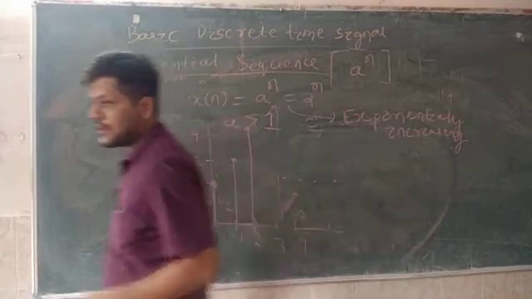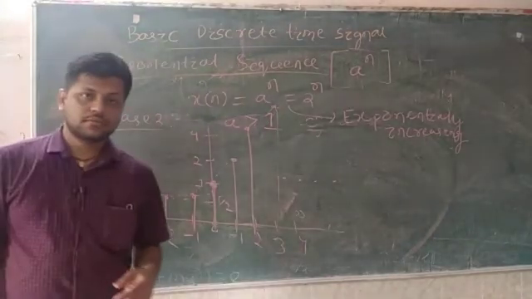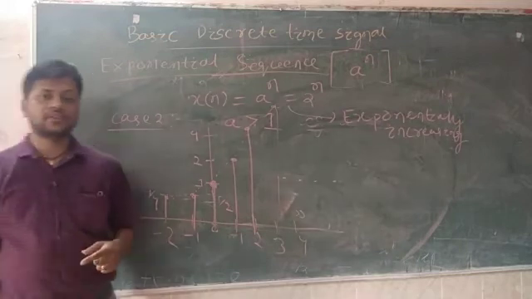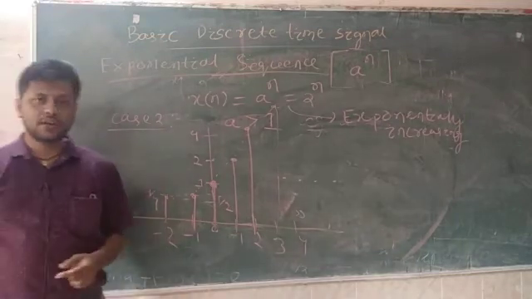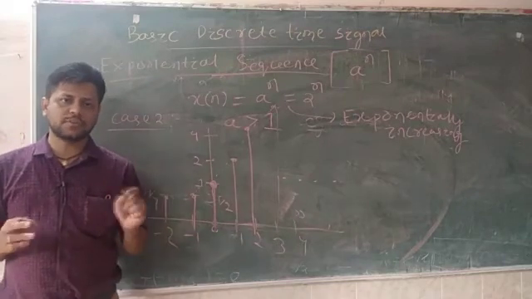And when a lies between 0 and 1, this is exponentially decreasing. When a lies between 0 and 1, that is exponentially decreasing. When a is greater than 1, that is exponentially increasing. So kindly please pay attention to this. This is very, very important.